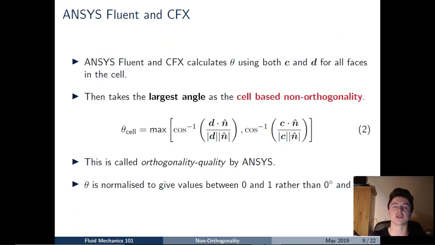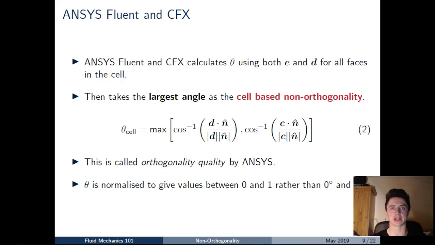Now this leads on to the treatment used by ANSYS Fluent and ANSYS CFX and some other codes. What these codes do when you're meshing and you're assessing your cells before you've run a CFD simulation is calculate the non-orthogonality angle for every face on the cell, using the vector C and then again using the vector D. So it calculates two different forms of the face non-orthogonality for every face on the cell. ANSYS then takes the largest of all of those non-orthogonality angles and defines this as the cell-based non-orthogonality.